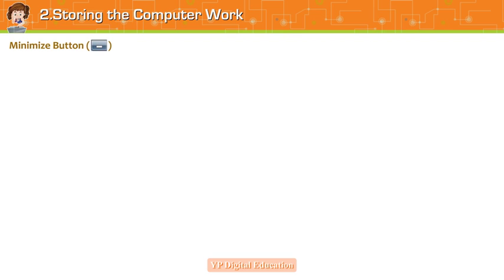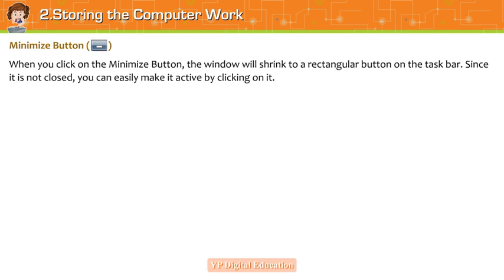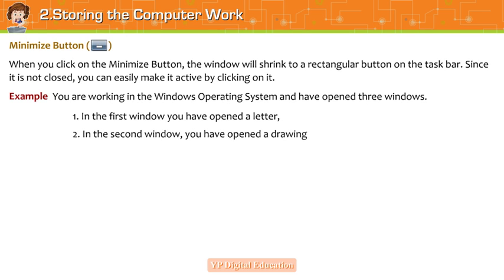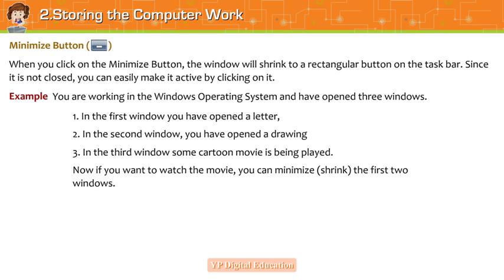Minimize button. When you click on the minimize button, the window will shrink to a rectangular button on the taskbar. Since it is not closed, you can easily make it active by clicking on it. Example, you're working in the Windows operating system and have opened 3 windows. 1. In the first window, you have opened a letter. 2. In the second window, you have opened a drawing. 3. In the third window, some cartoon movies are being played. Now, if you want to watch the movie, you can minimize or shrink the first 2 windows.